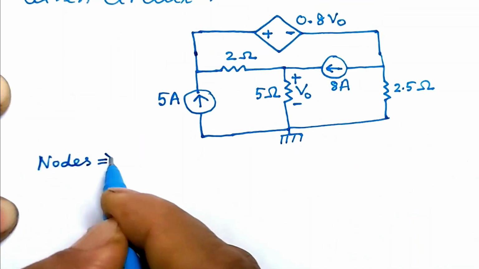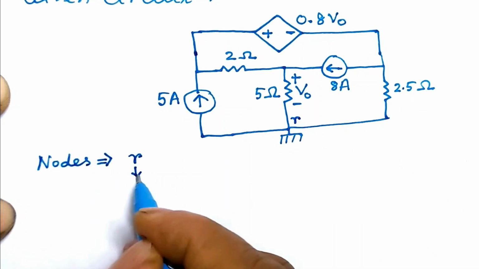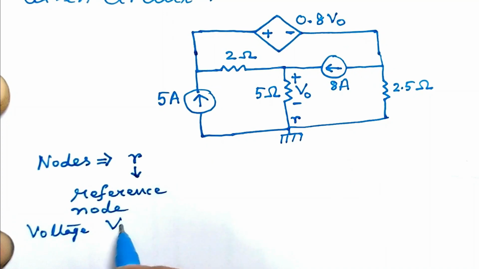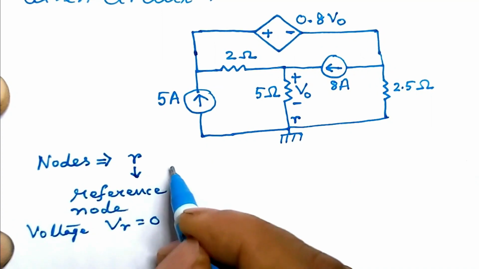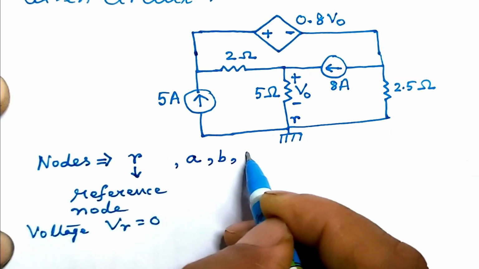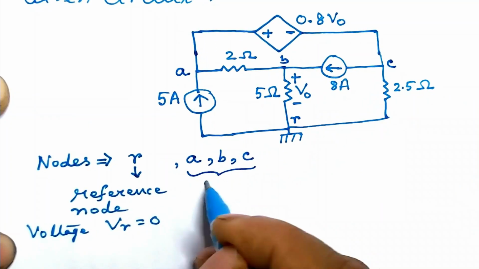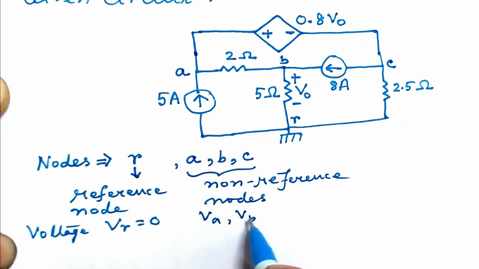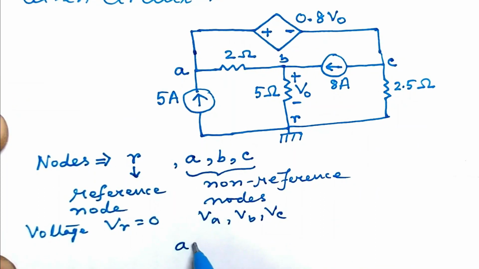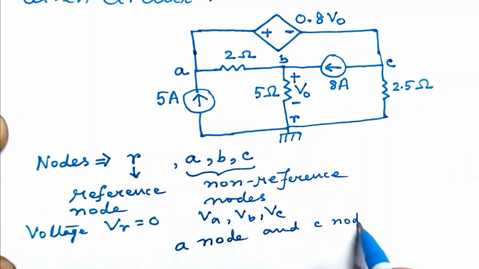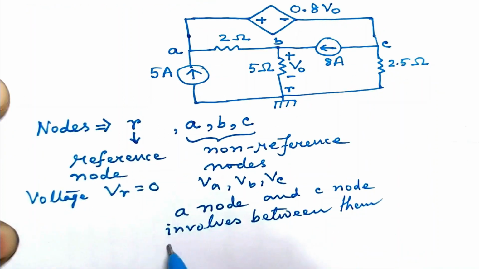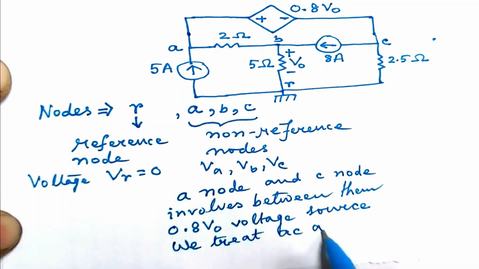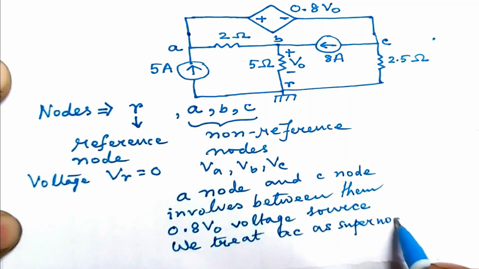The nodes are, this is the reference node. Voltage here is VR equal to 0. Other nodes are A, B, C. They are non-reference nodes and the voltages are VA, VB and VC. We see that A node and C node involves between them 0.8 voltage source. We treat AC thus as a supernode.